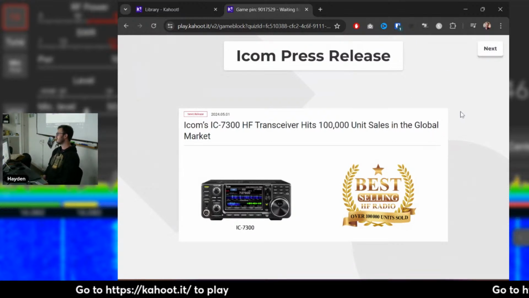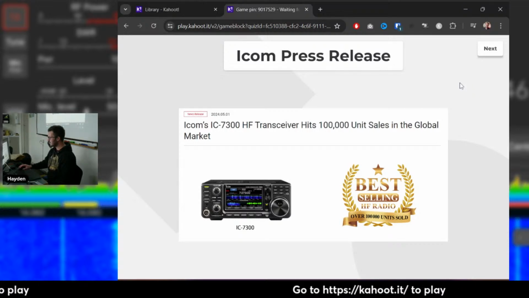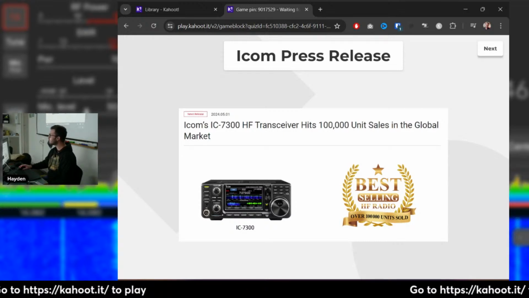And there it is. The 7300 HF transceiver. It's 100,000 units. In how many years is that? 8 years. So it's about just over 10,000 units a year. It's pretty good going.